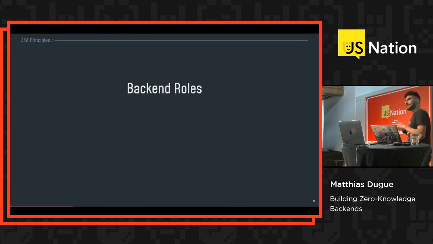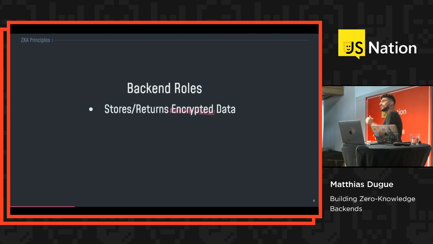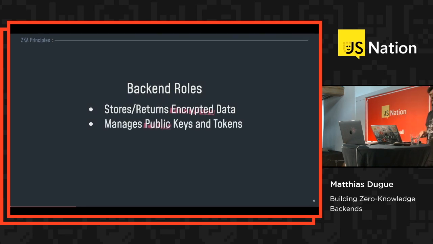So what are the backend roles in this kind of architecture? The first one is to store and return the encrypted data. Right, it's just here to pass the data between the clients. It will manage the public keys, only the public keys, because private keys are private, they are in your pocket and you never show them to anyone.